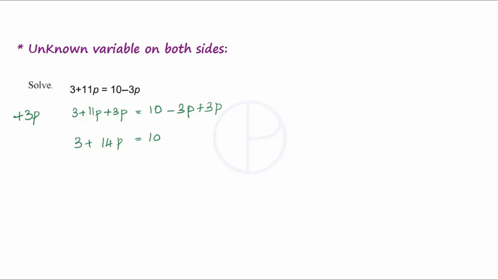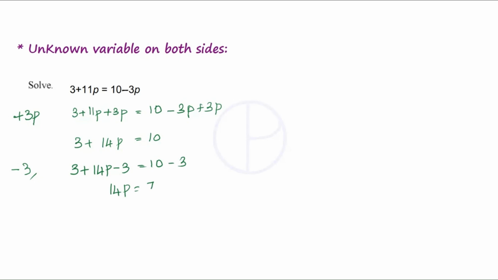So we have to move the number 3 to make p as the subject. Okay. So here it is plus 3. So do subtraction. Now subtract 3 on both the sides. We get 14p is equal to 7.